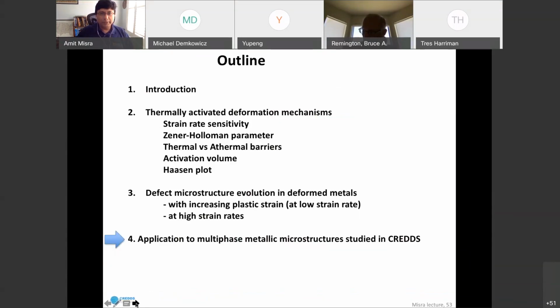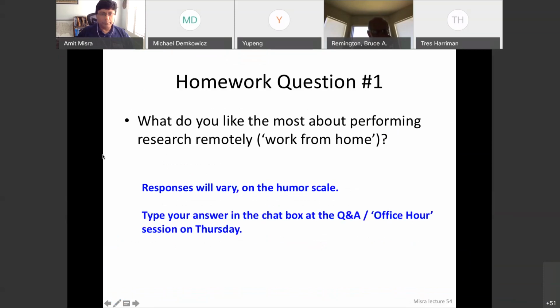The last part in the lecture is application to the multi-phase metallic microstructure. And I'm going to do it with homework problems. So we have to have a reason for you to come back to the call on Thursday. So I'm going to now finish by introducing 4 homework problems. And homework problem number 3 will cater to that point.